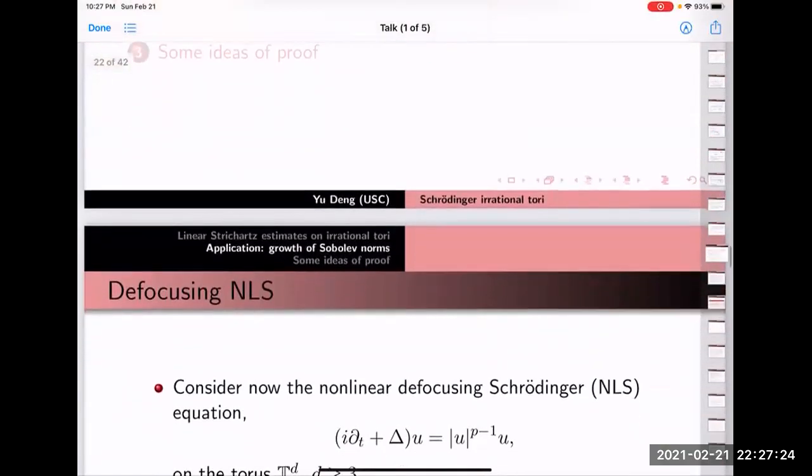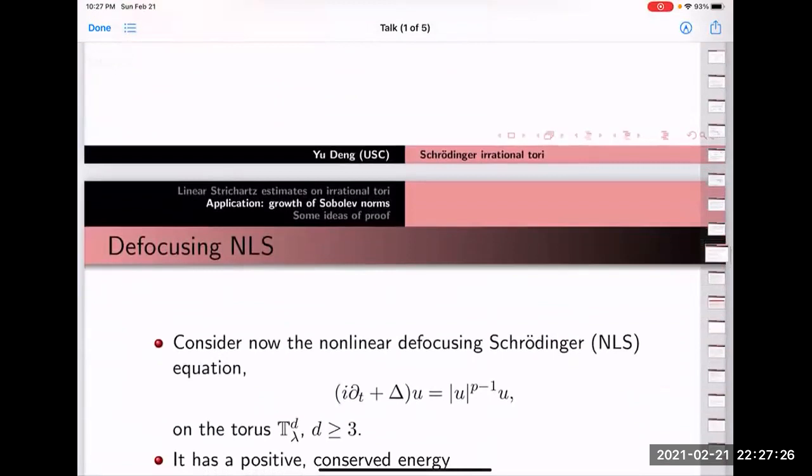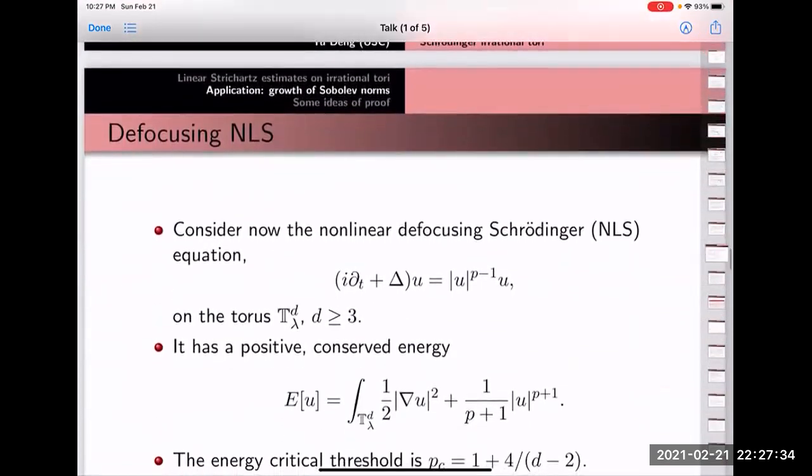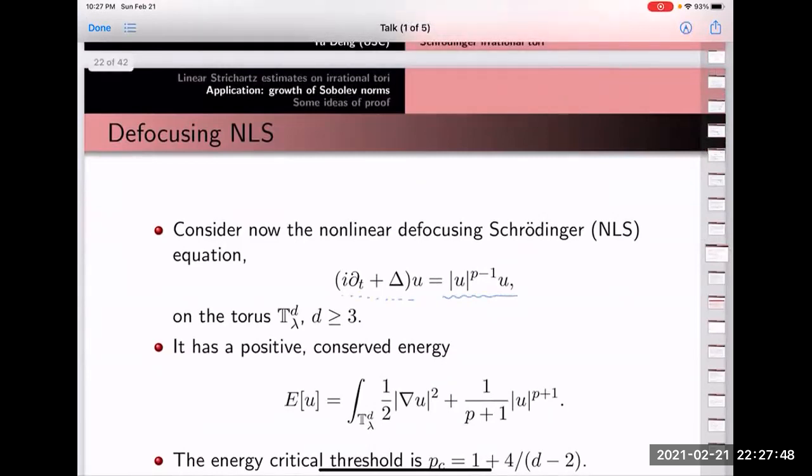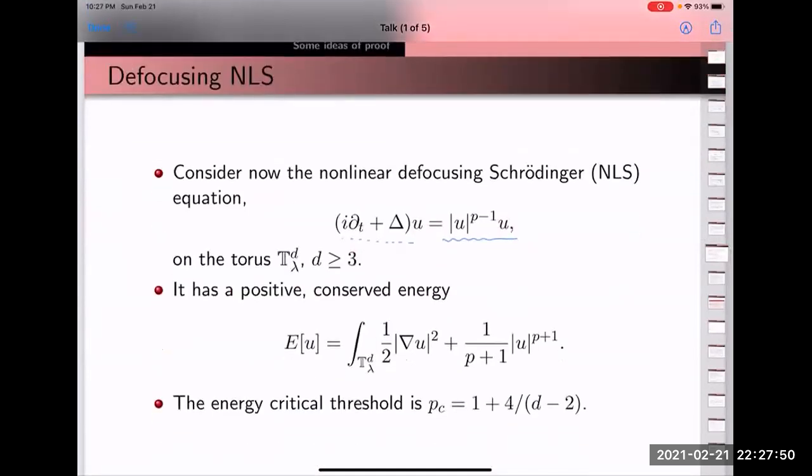Okay, so this is something that has been studied since the 90s, and for the last 20 years. Now consider a nonlinear Schrodinger equation. We have this i u_t plus Laplacian of u equals a power law nonlinearity on the torus, and here the torus can be a square torus or an irrational torus.